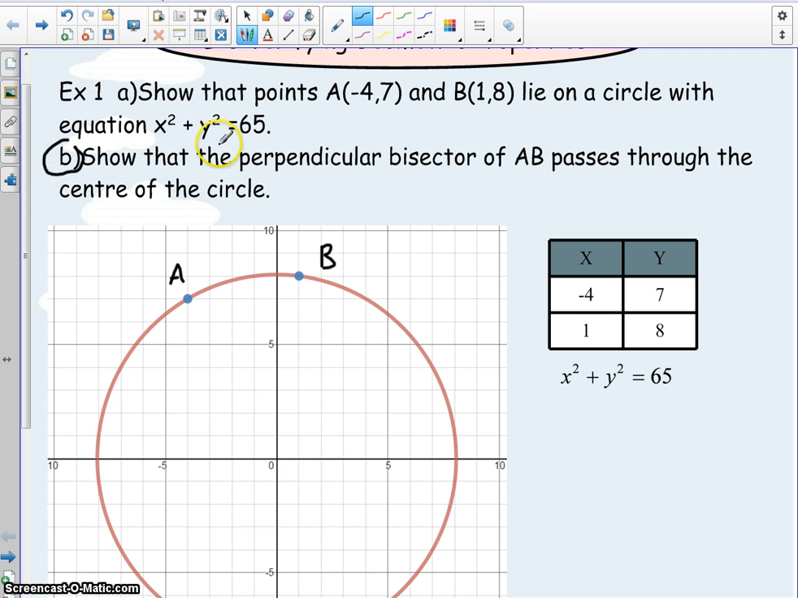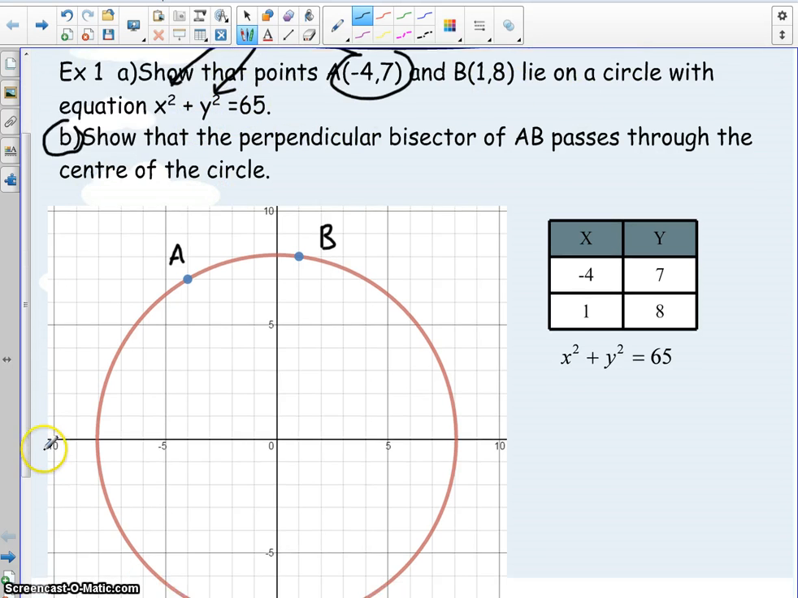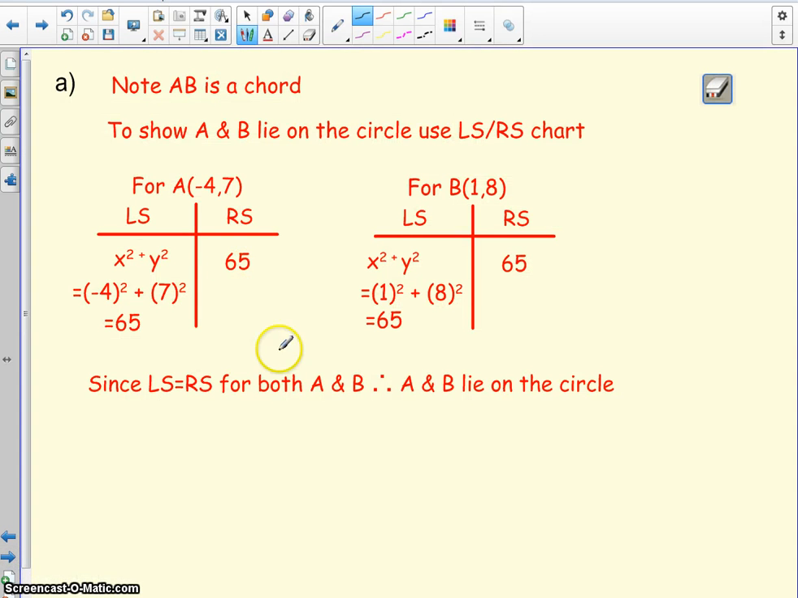If a point is on a certain equation, line, circle, whatever, all you have to show is that the point satisfies the equation, i.e. when you put the point into the equation for x and y, it makes the equation true. That means for point A, if I put negative 4 in for x and 7 in for y, I should get the left side equaling the right side, and ditto for the point 1, 8. So let's see what that looks like here. If you want to show that A and B lie on the circle, you use a left side right side chart, much like what you used in grade 9 to prove your solutions to an equation were correct. So we take the point negative 4, 7.